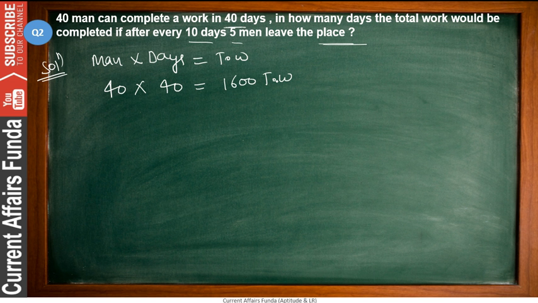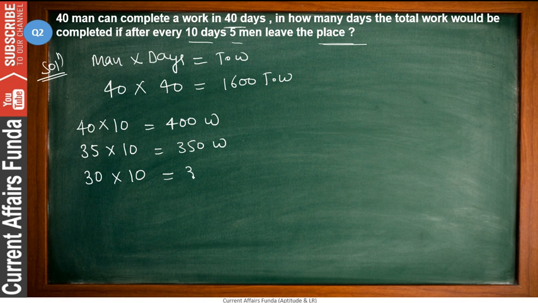Okay, so the question is saying, in how many days would the total work be completed if after every 10 days 5 men leave the place. Suppose 40 men start working and they take 10 days, so the total work will be 400 units. Again in the next 10 days 5 men leave the place, that means there are 35 here. They will work for 10 days and do 350 work. Again in the next 10 days 5 more men leave the place, so there will be 30 and they will work for 10 days, it will be 300 work.